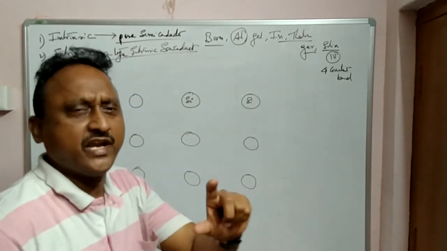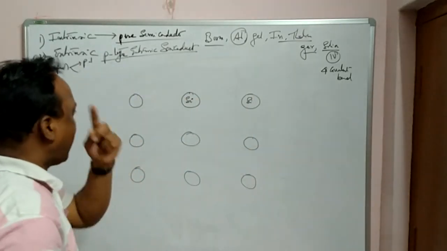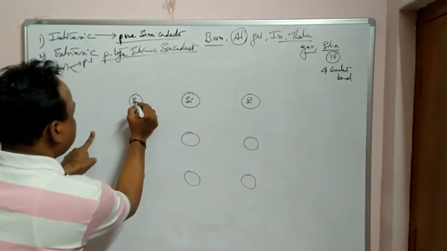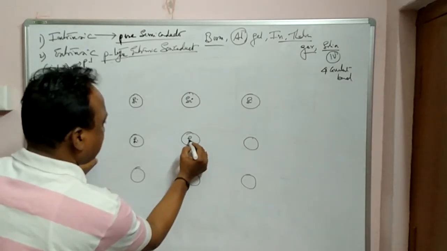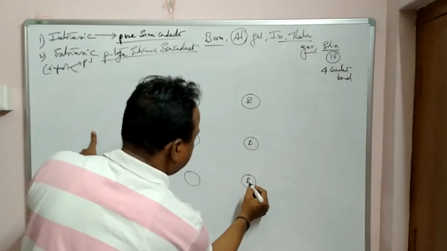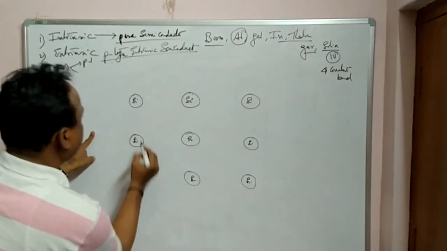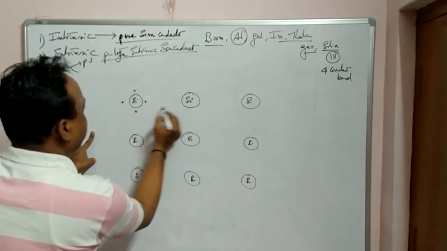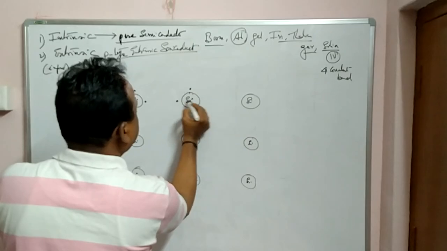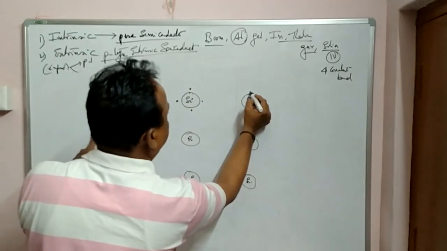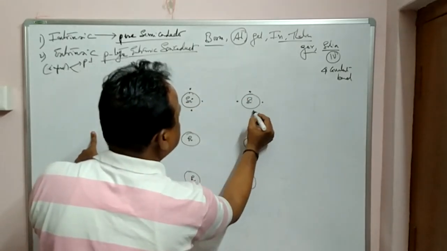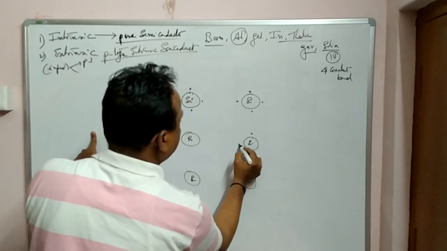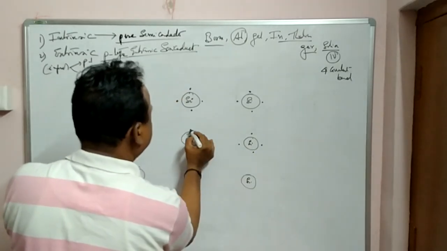Covalent bonding is sharing a pair of electrons between the atoms. Let us carefully draw it: silicon, silicon, silicon, silicon, silicon. Let us see, it is making 4 successful covalent bonds because it belongs to the fourth group element. So it can make 4 covalent bonds successfully.